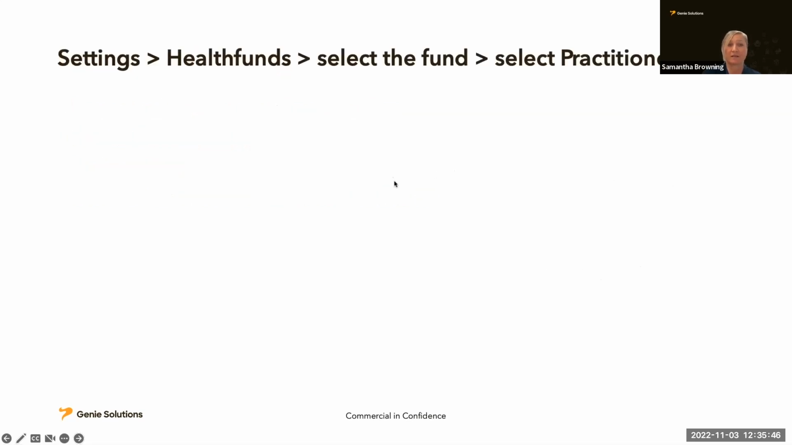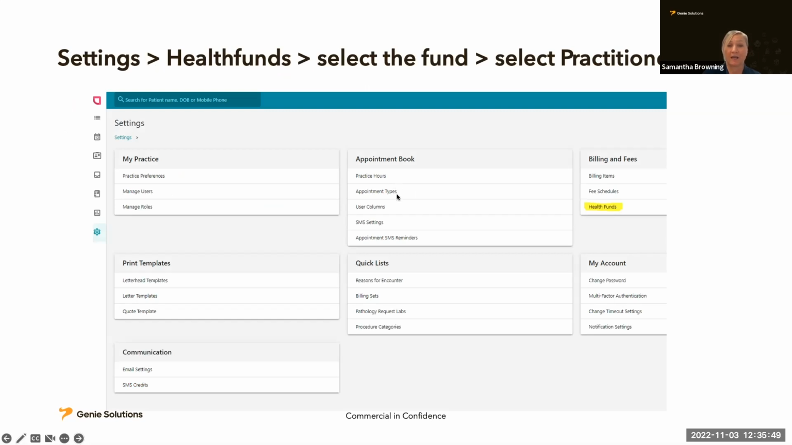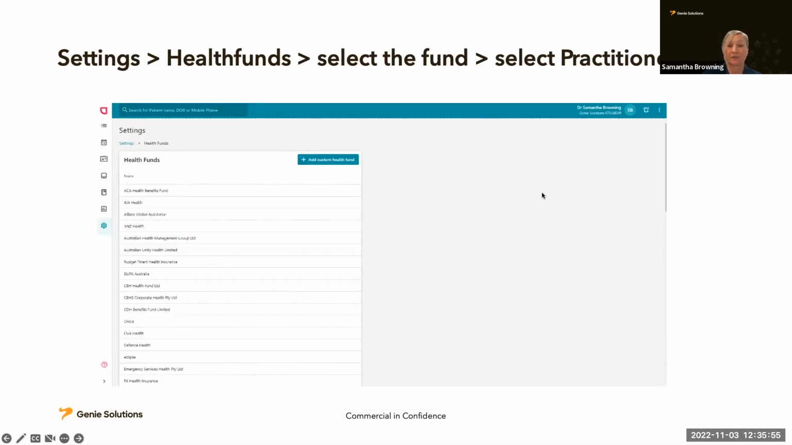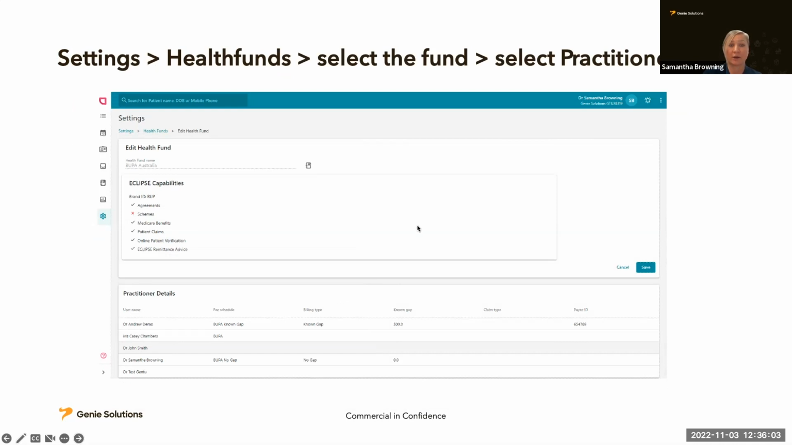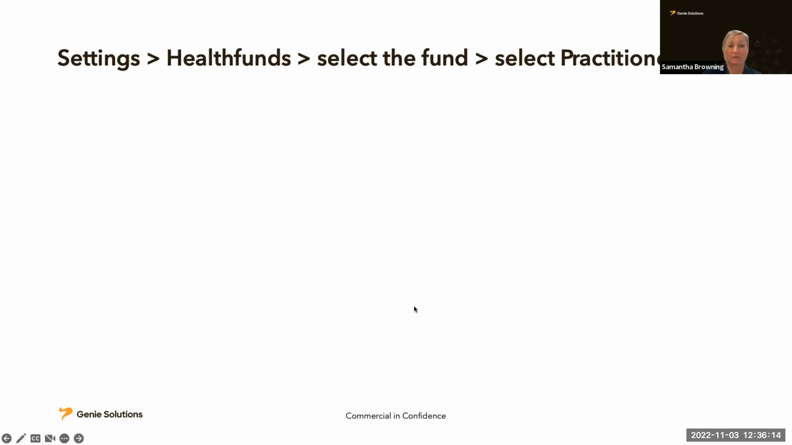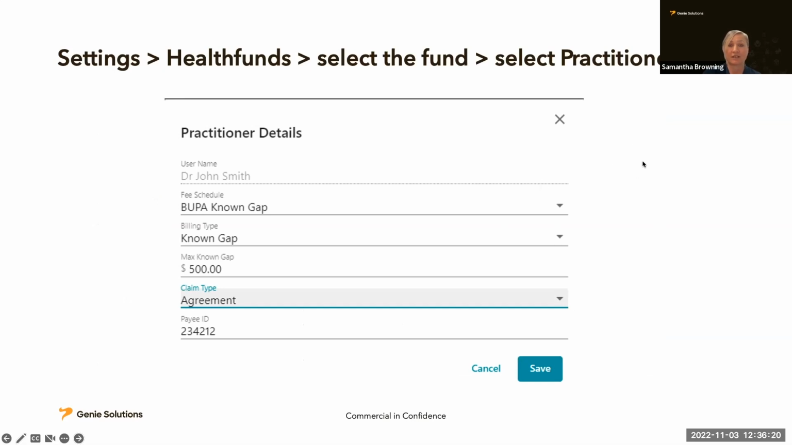These settings are found under Settings in Gentu again, and we're looking at the Health Funds section on the far right-hand side. When you click on Health Funds, it's going to display all the health funds that you have available in Gentu. To modify a health fund, we click on the health fund. These settings are doctor specific, so if you've got more than one practitioner in your practice, you'll need to do this for each of your doctors. So we're going to set up one of our doctors. When we click on the doctor, we're going to see the practitioner details window appear. These are the settings that we need to make sure we have correctly set for each doctor.